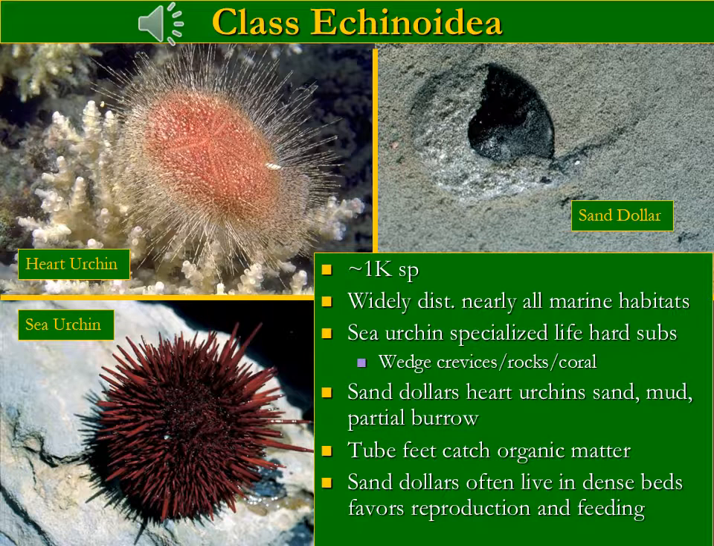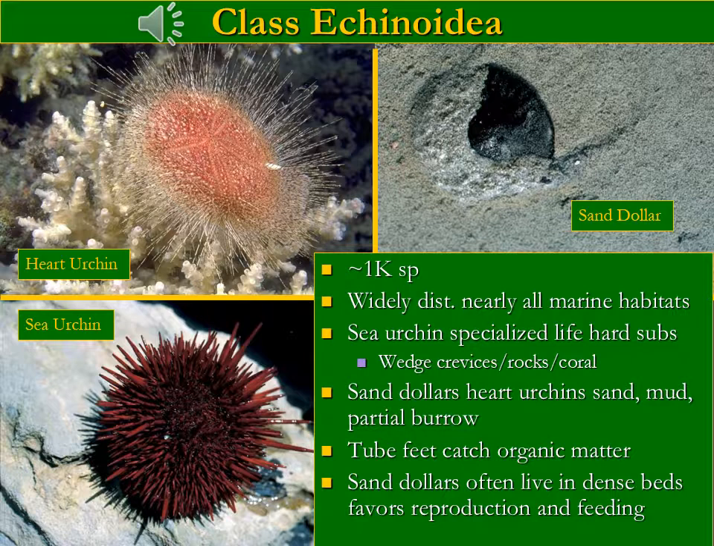Class Echinoidea consists of the sea urchins, the heart urchins, and the sand dollars. Echinoidea means spiny form, and the sea urchins and the sand dollars, at least superficially, are pretty dissimilar, right? The sand dollars are flattened out, and they don't appear to be spiny like the sea urchins. Same thing with the heart urchins and the sand dollars.